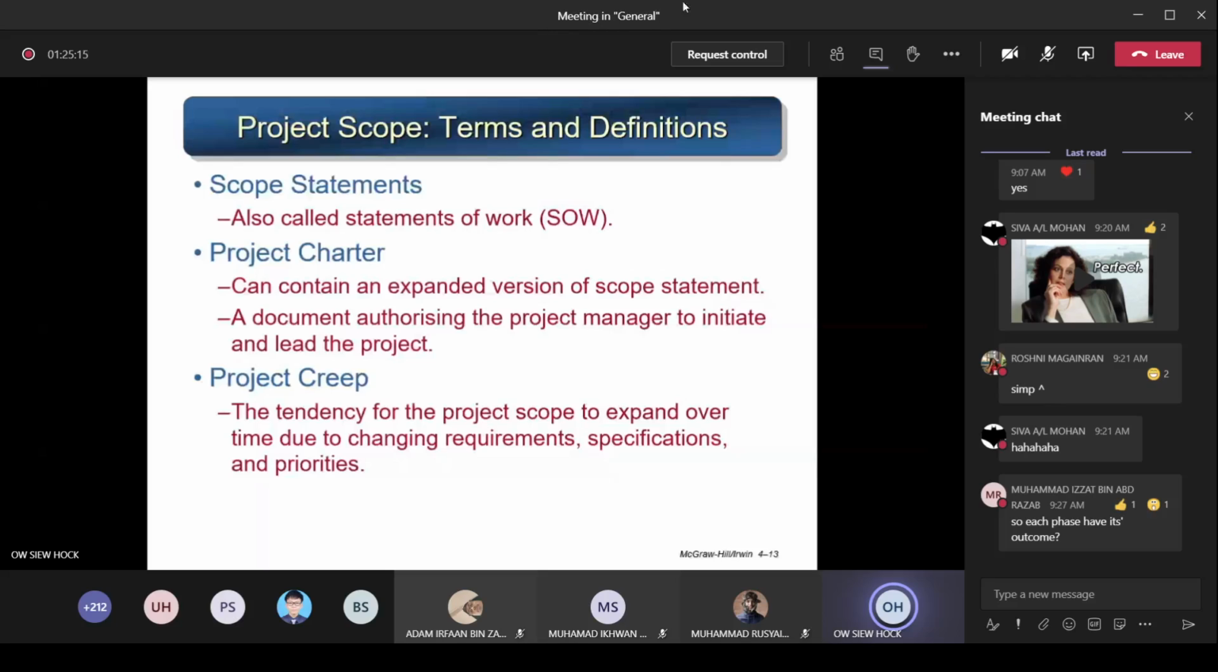So that's called project creep. That's the term. That means the customer keeps on adding, keeps on expanding the scope, very silently without you realizing. So that's why you have to write, you have to sign a contract with the customer so that this project creep will not happen.